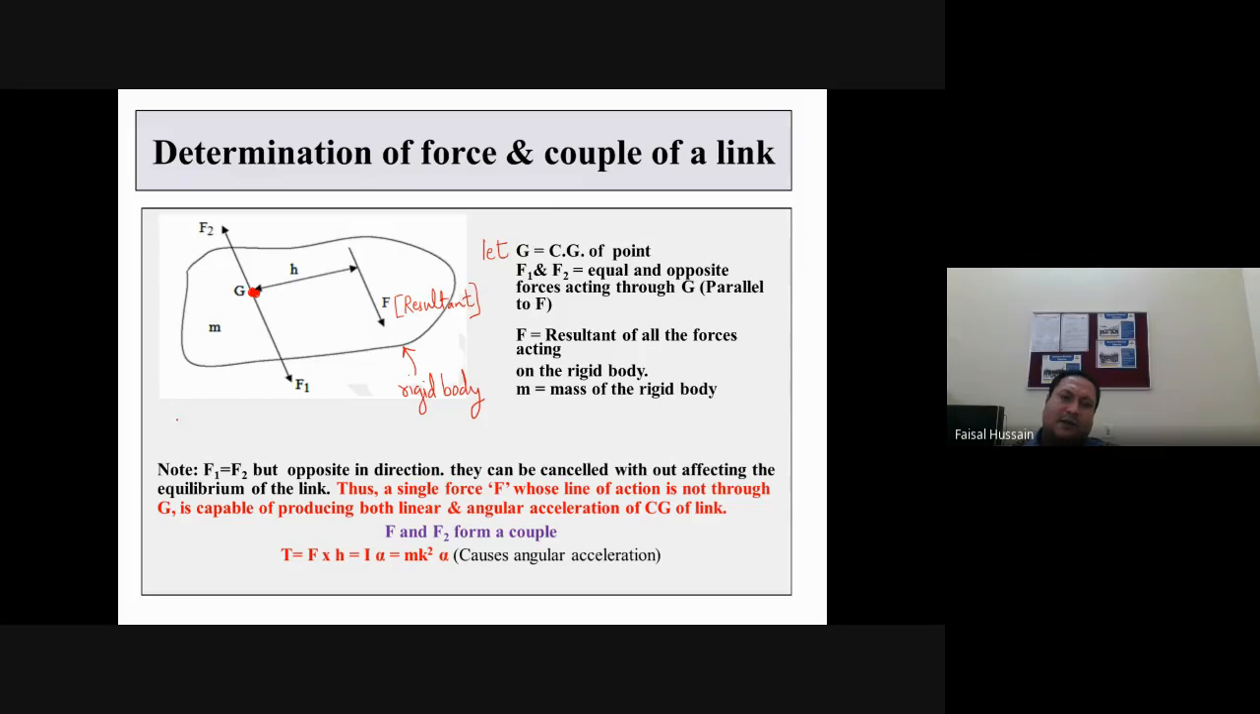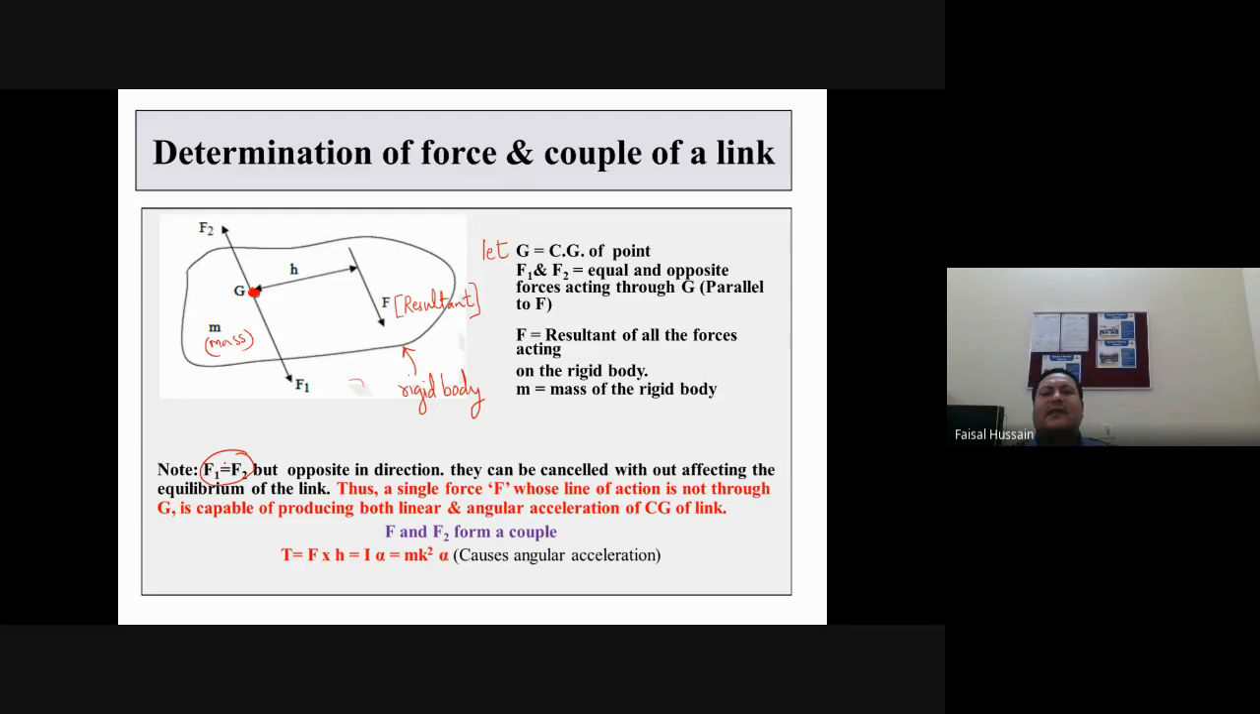So a rigid body is having a mass M. From the centroid, two forces are passing, F1, F2 equal in magnitude, opposite in direction, and there is a resultant force which is displaced at a distance of h from the CG. So generally what will happen, as F1 and F2 are same, they might be in opposite direction, but these F1 and F2 forces are same. So they can be cancelled out without affecting the equilibrium of the link. Directly they can be cancelled out because of the equal magnitude.